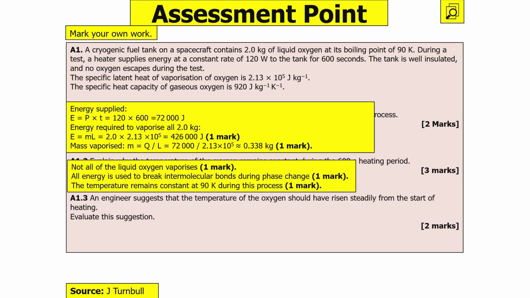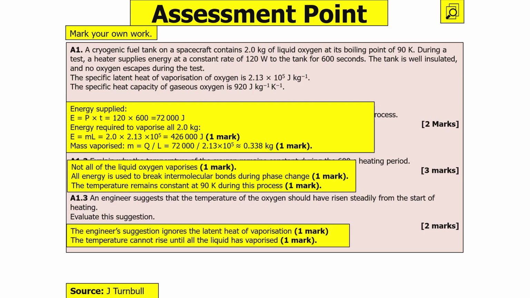Not all of the liquid oxygen will vaporize. All energy therefore is being used to break intermolecular forces of attraction or bonds during this phase change, so the temperature remains constant at 90 Kelvin during this process. Finally, the engineer's suggestion ignores the latent heat of vaporization. The temperature cannot rise until all of the liquid has fully vaporized.